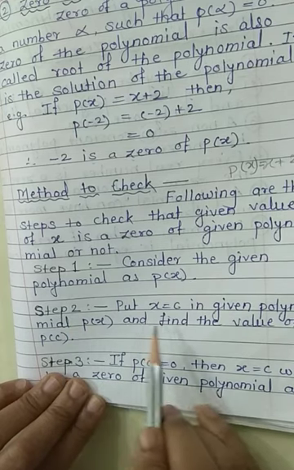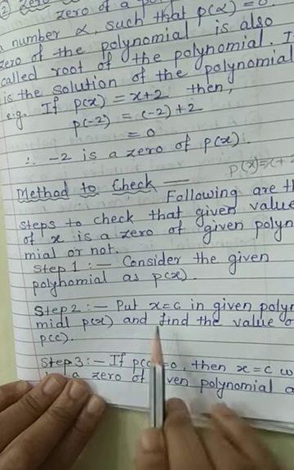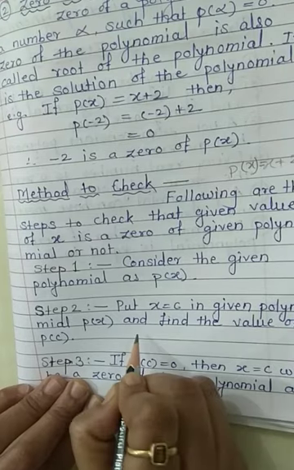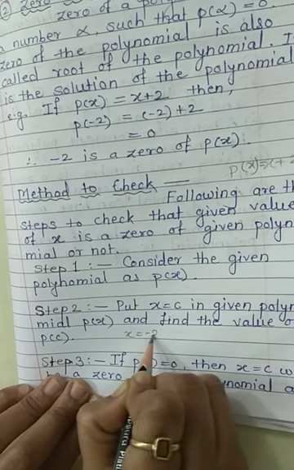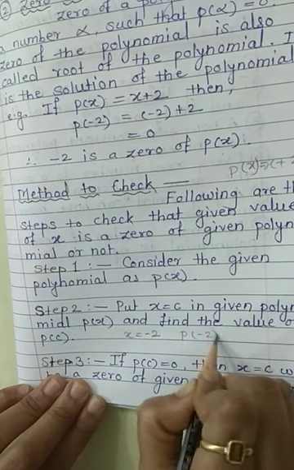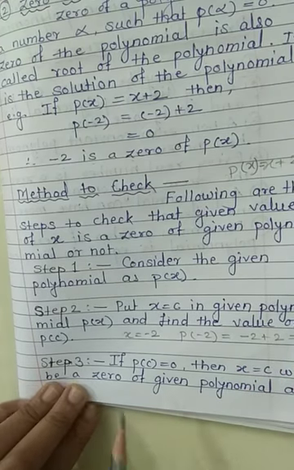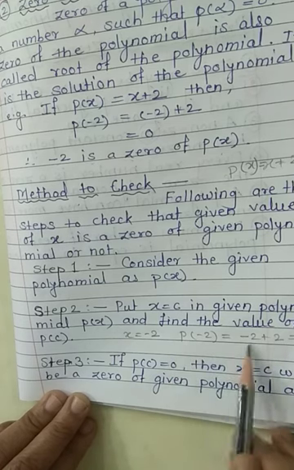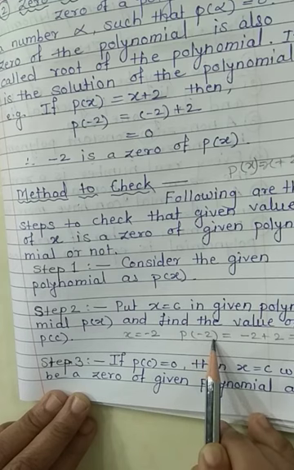Now step 2. Put x is equal to c, which is any constant, in the given polynomial P of x and find the value of P of c. Here we put the value of x as minus 2. Then P of minus 2 is equal to minus 2 plus 2 is equal to 0. That means we found the value of P of c.